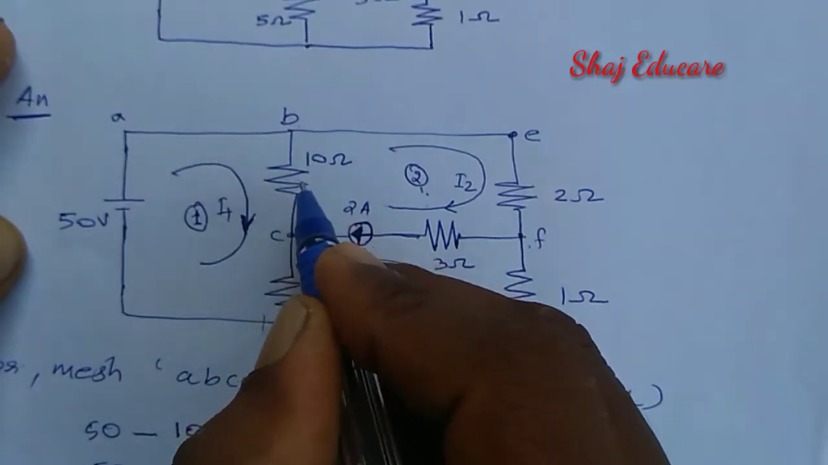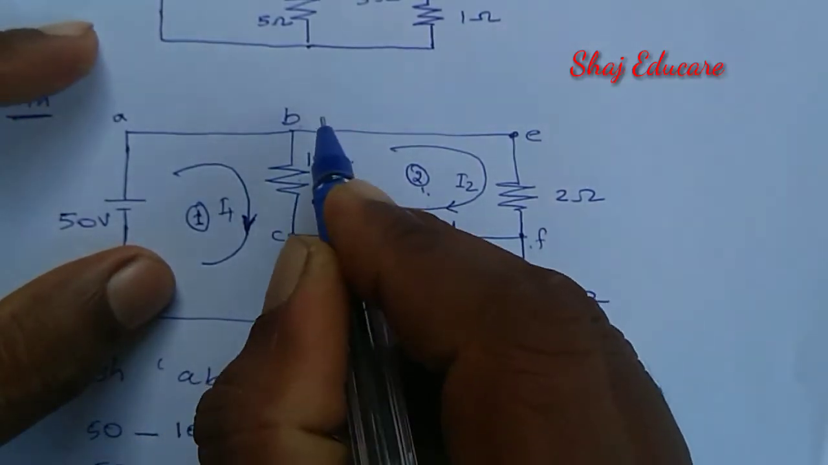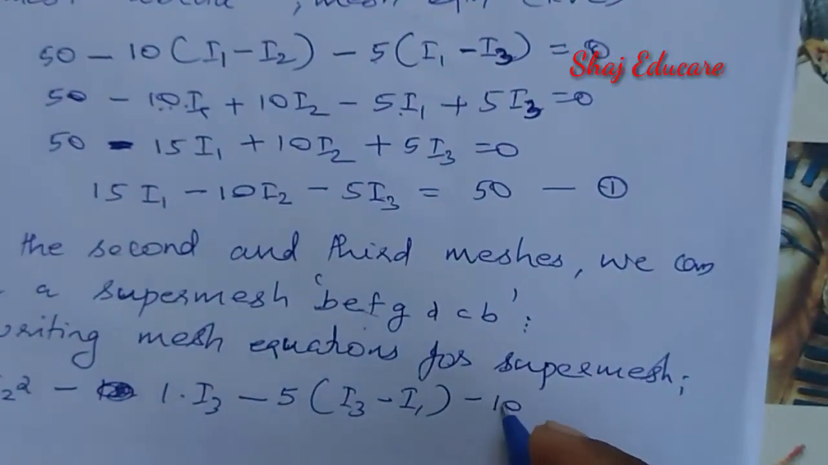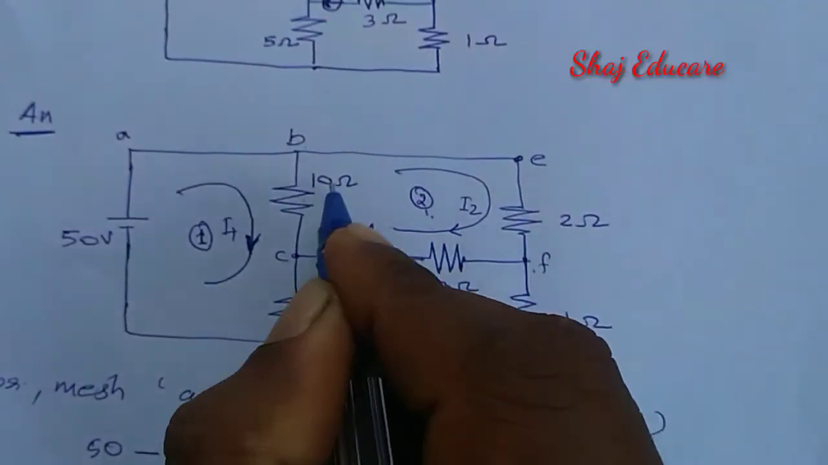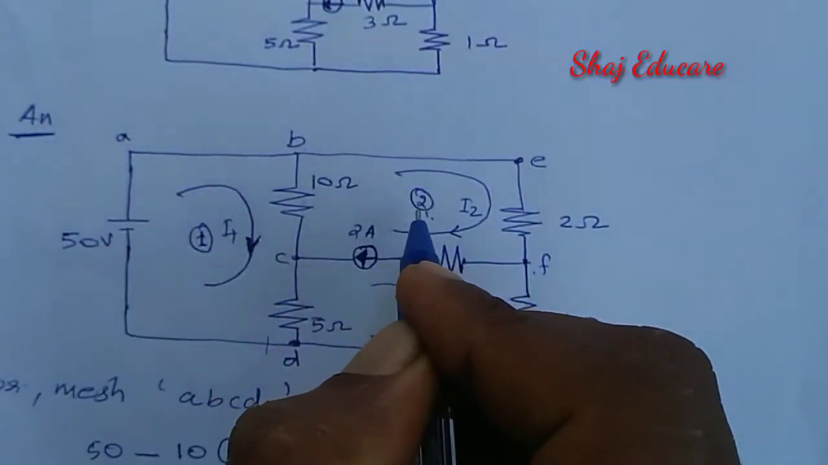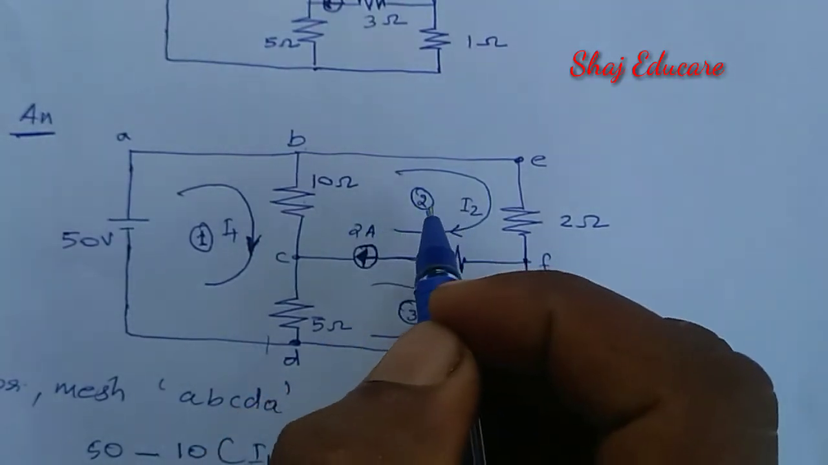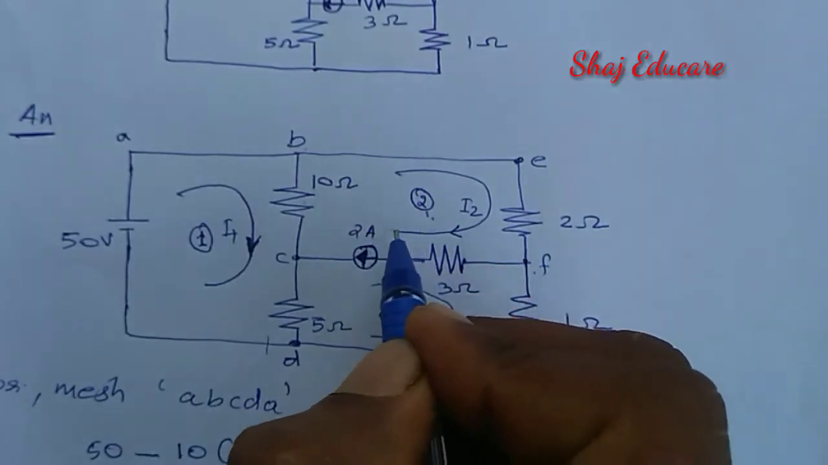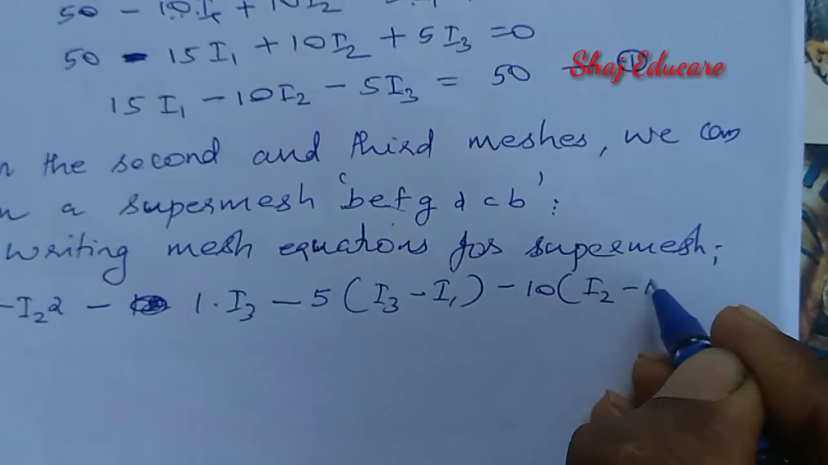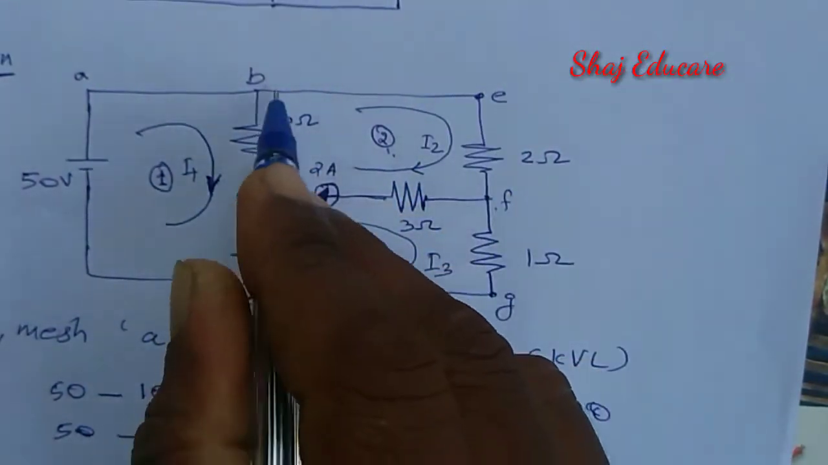Then we reached here. What is the current flowing through 10 ohm resistance? Here also we have two currents. It's I2 flowing upward, I1 flowing downward. Therefore minus 10 into I2 minus I1. As we are considering mesh 2 now, we have to give more priority. So I2 minus I1, not I1 minus I2. I2 minus I1.